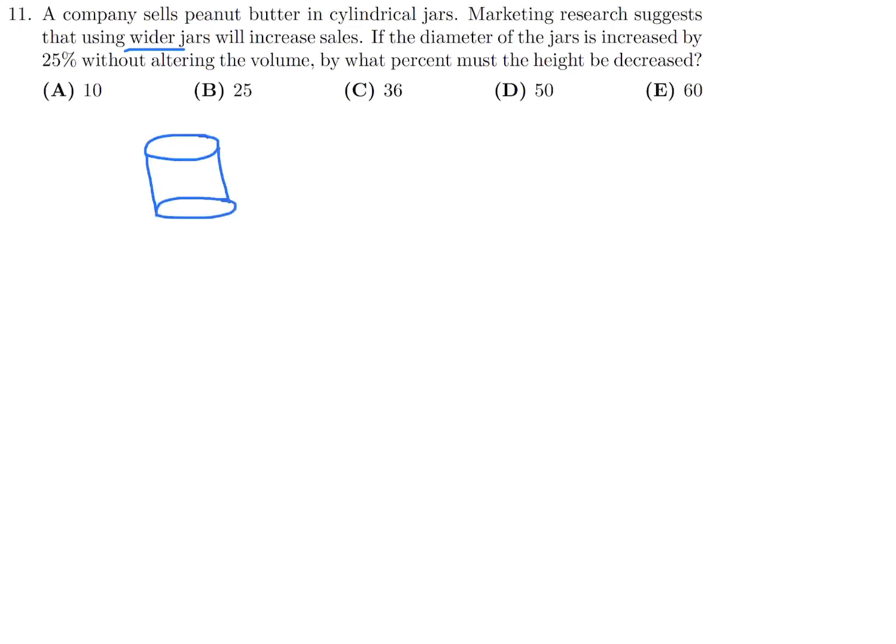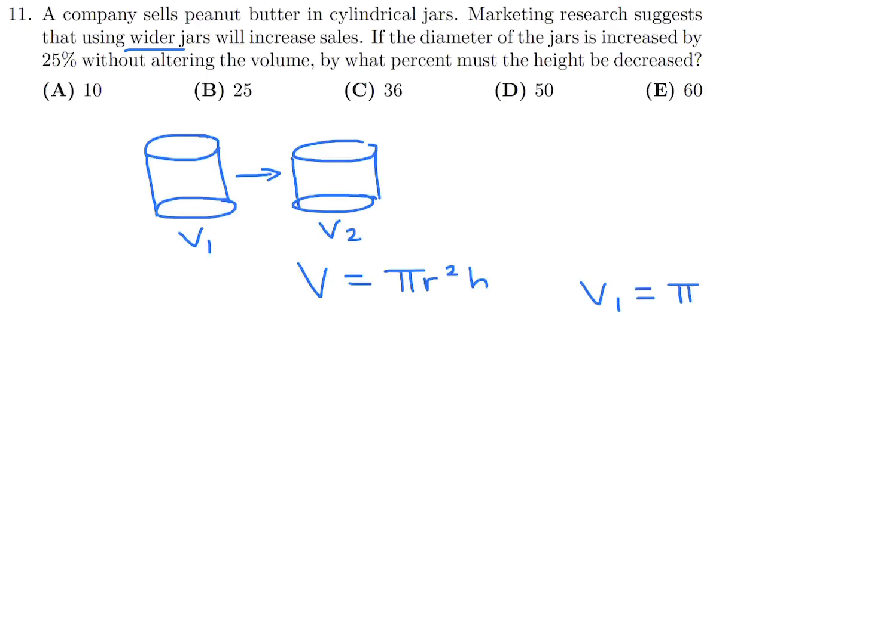And we are going to make it wider. So if we make it wider, then the height's going to go down because we want the volume to be the same. So something like that. Now, what is the volume of a cylinder? It's pi r squared, which is the area of the circle at the top, multiplied by its height. And we'll call this V1, we'll call this V2. So V1 is pi r squared times H1.